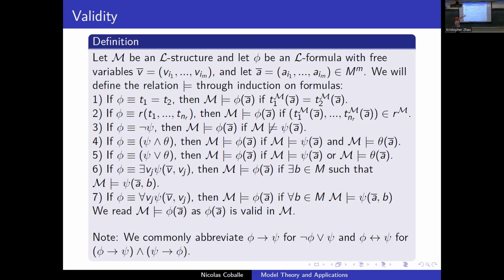We do this for conjunction. So obviously if phi is psi and theta, then it's valid in M if psi is valid in M and theta is valid in M. And disjunction is similar, but instead of and, we do or. And for quantifiers, we do it the same way: it's valid in M if there exists some b in M such that this is true, right? So everything works the way we expect.